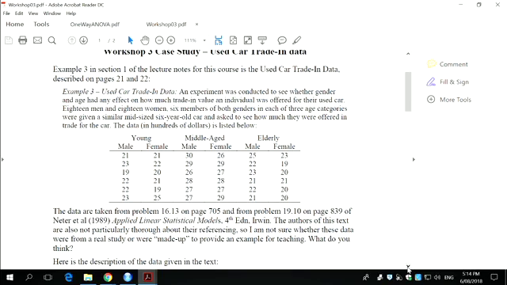And what we think is there's actually a systematic difference in what they're likely to offer people of different ages and different sexes. So the research question here is: is there sex discrimination in what dealers are likely to offer for this used car?